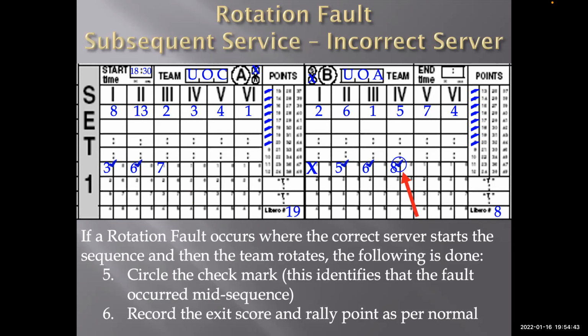Okay, so in this case, where we would circle it, this is the case where 5 started serving and they were right. And then say they served 2 or 3 in a row, and then they rotated because they thought they needed to after a long rally, and 7 went back. And that was the wrong server, but they'd already started. That's what the circle's for. Doesn't happen very often, that one. If you remember this process, you'll make a referee very happy, and the score sheet will look great, but just be aware that's what that is for.